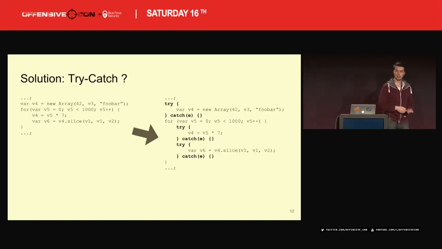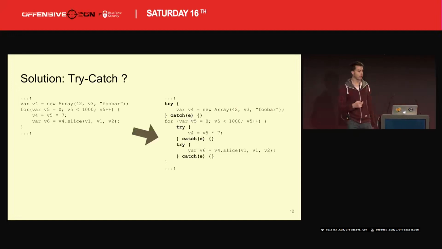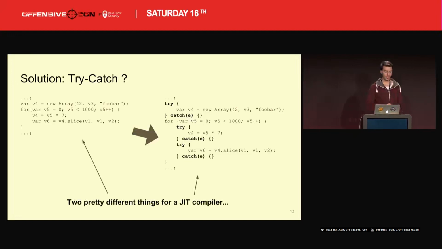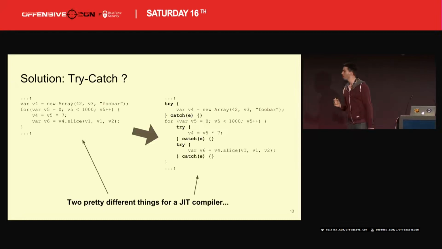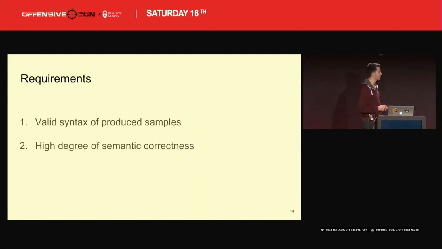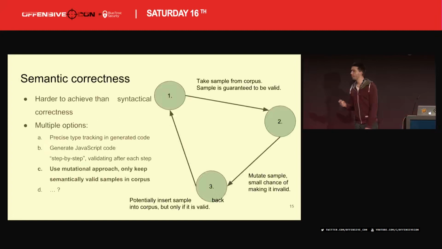The problem here is if you think back about these samples that we tried to find, at least one of them was a JIT bug. So a bug in a JIT compiler, as we heard yesterday from Bruno. And so for a JIT compiler, these two here are really, really different, right? There's completely different control flow between the sample on the left side and the one on the right with all the try-catch. So for a JIT, this doesn't really work. And so this brings us to our second requirement, which is that we need a fairly high degree of semantic correctness as well, right? So not only syntactic correctness, also semantic.